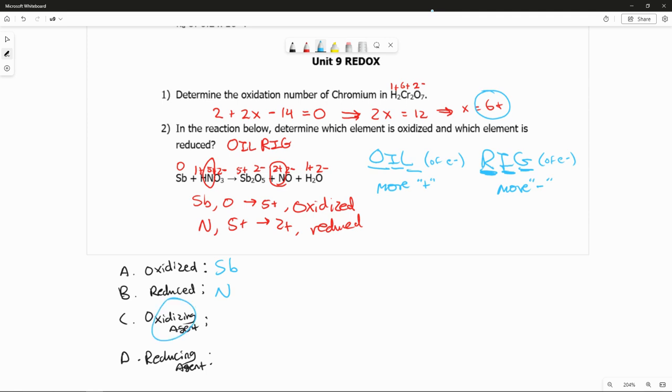For oxidizing agents and reducing agents, we know that it's very simple to find this out. You take the oxidized element, and this goes to the reducing, and you take the reduced element, and this goes to the oxidizing agent. So with this information, we know that since Sb is oxidized, that is going to be our reducing agent, and we know that N is reduced, so it is going to be our oxidizing agent. And that is it.